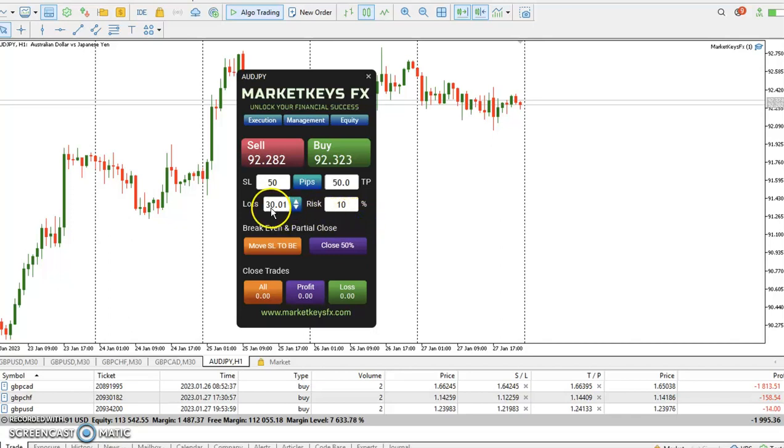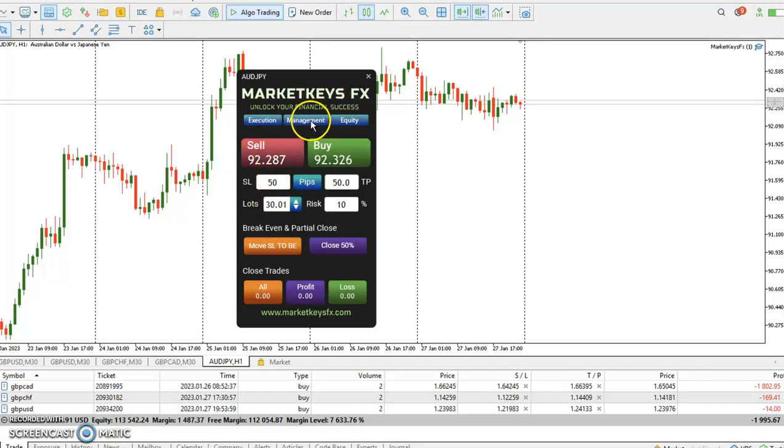All right, so this is the lot size that I should be using. So I should be using 30 lots with a stop loss of 50 pips. Okay, so it makes your day a lot easier, guys, because it helps you to automatically calculate all of this stuff. All right, so this is the execution panel, so that's fine.